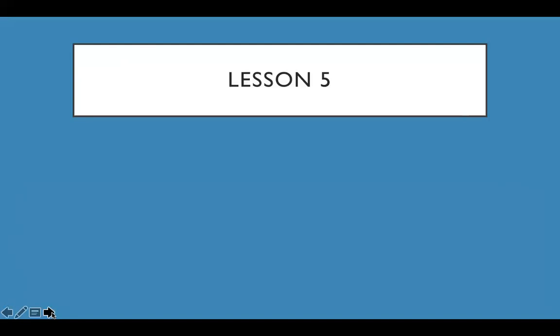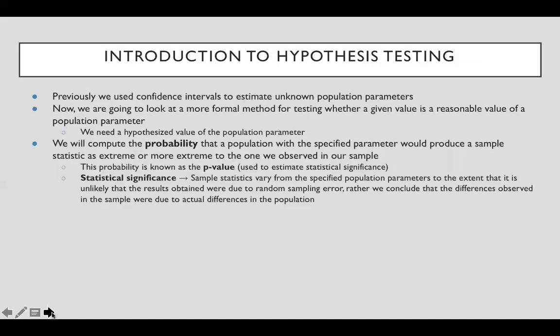Okay, so we're going into lesson 5 now. Lesson 5 was all about hypothesis testing, so this was taking a little switch from confidence intervals. Hypothesis testing is a more formal method for testing whether a given value is a reasonable value of a population parameter. So you're going to compute the probability that a population would produce a sample statistic as extreme or more extreme than the one we observed in our sample.